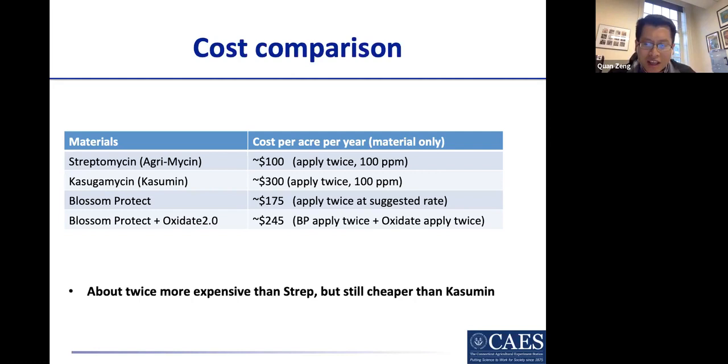So based on that limited knowledge, if you have already had an infection event, and let's assume the bacteria already went in through the nectaries into the ovary, then you apply Blossom Protect, since it is not documented to have any antimicrobial production and is not documented to boost any host immunity, I would think it may not be very effective as a rescue plan.